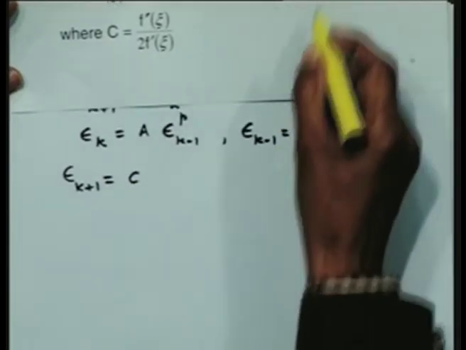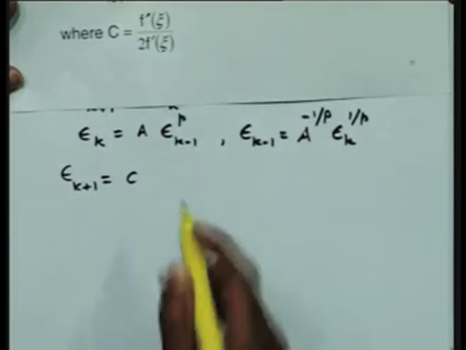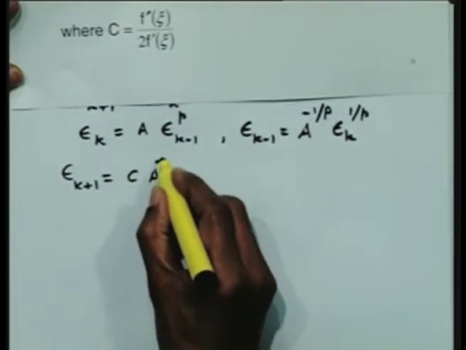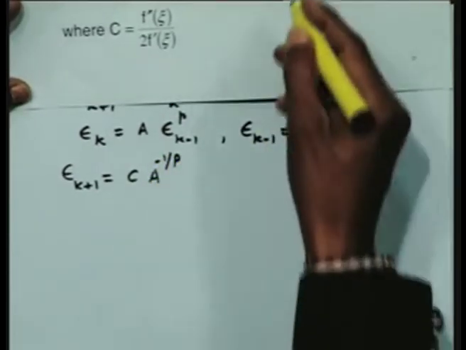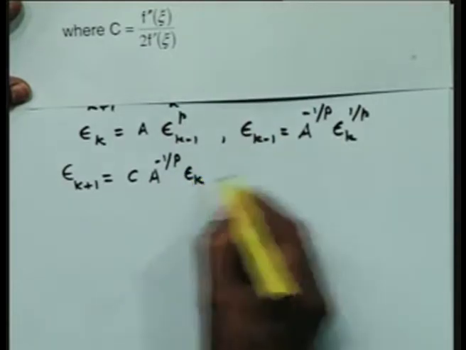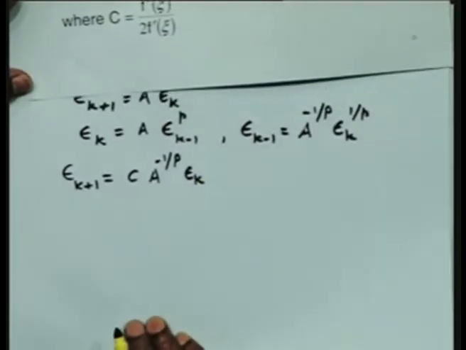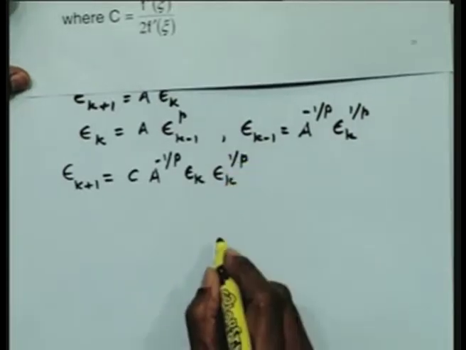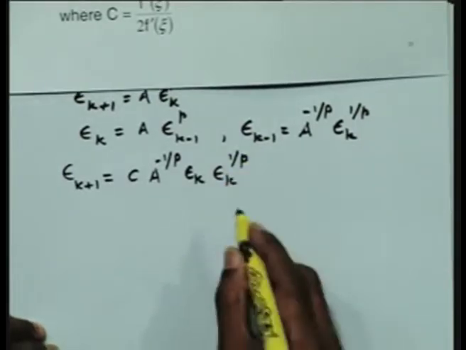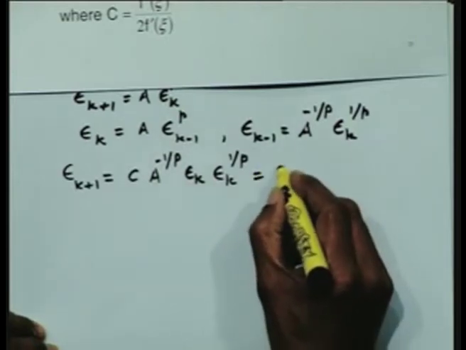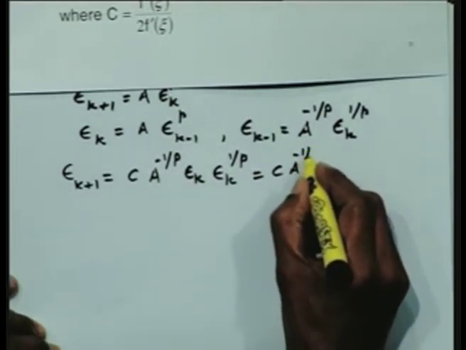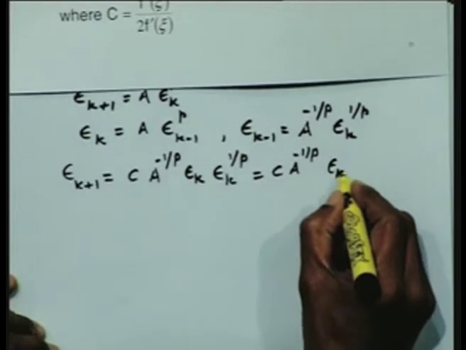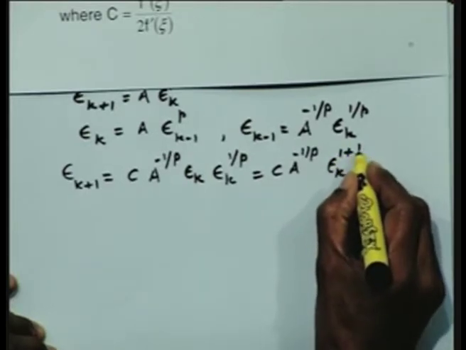Let us substitute first epsilon_{k-1} here. So I would have here a^{-1/p}. This epsilon_k is there, and now I have got epsilon_k to the power of 1/p. Now let us simplify this. This is c a^{-1/p} epsilon_k to the power of 1 + 1/p.